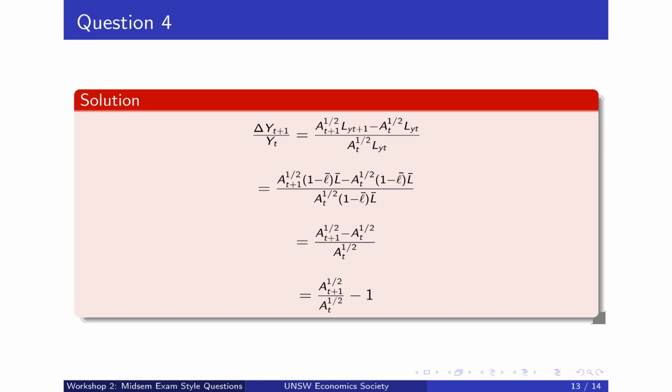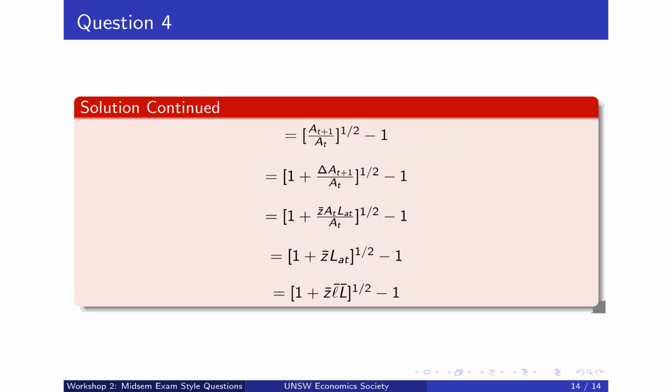And line 4 is the same as writing A_{t+1} to the power of a half over A_t to the power of a half, minus A_t to the power of a half over A_t to the power of a half, which is equal to 1. Thus, we can simplify this to get A_{t+1} to the power of a half over A_t to the power of a half, minus 1 in the last line. We have now taken out the exponent of 1 over 2 and placed it outside of our brackets.